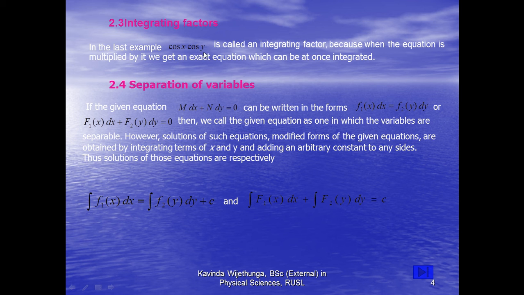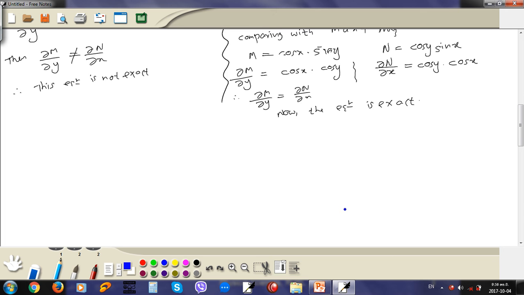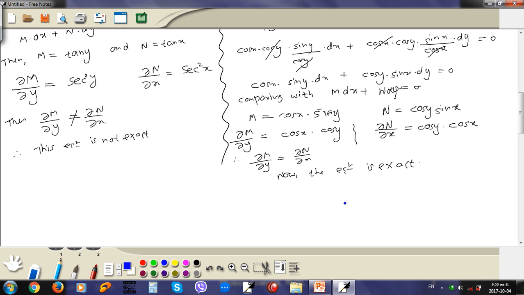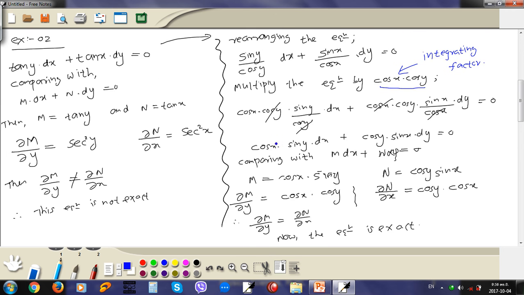However, I am going to explain what an integrating factor is. In this last example, cos x cos y is called an integrating factor because when the equation is multiplied by it, we get an exact equation which can be integrated at once. So the equation is converted into an exact equation. Now I am going to explain how we can solve the exact equation and how we can write the answer. Okay, so I am taking again this equation. What is our equation?